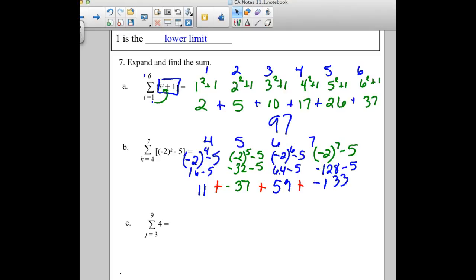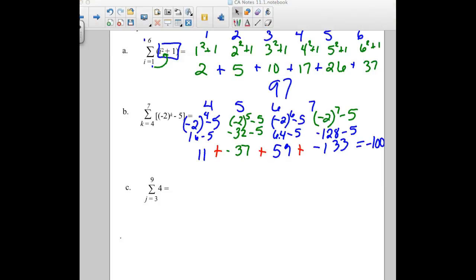What are we getting? Anybody? Okay. All right, so negative 100.